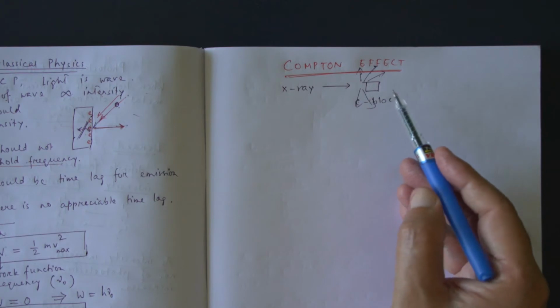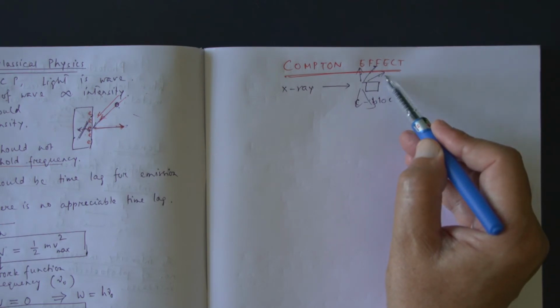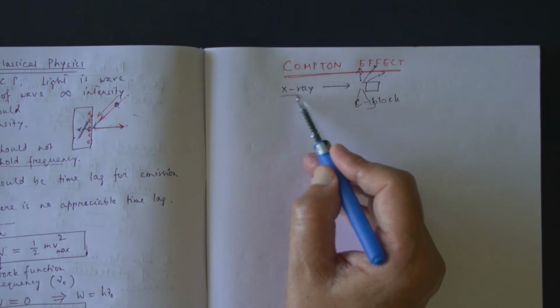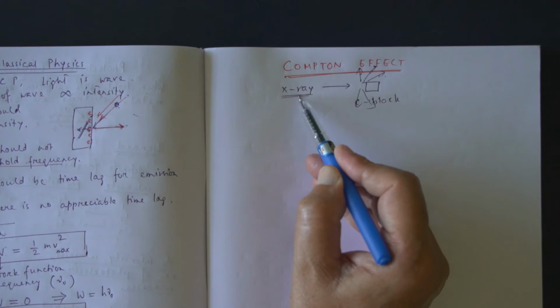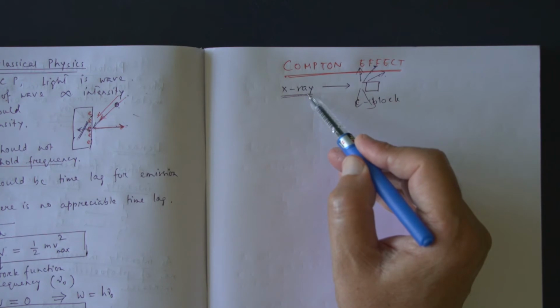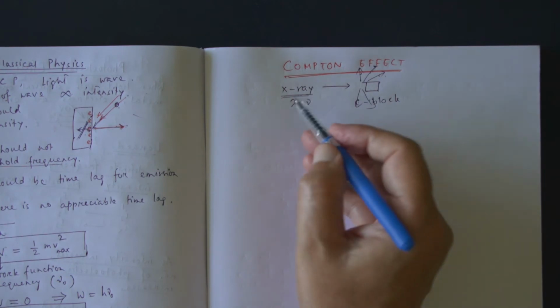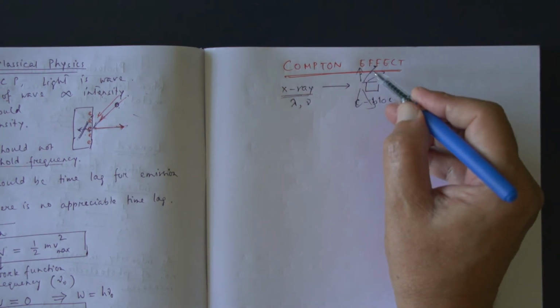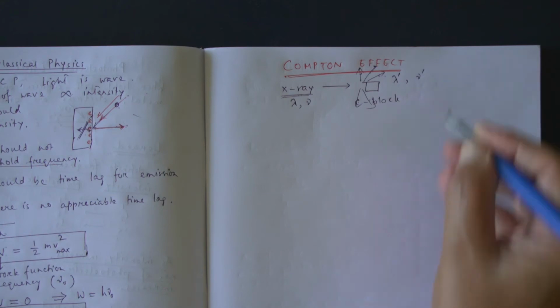Okay, and it is observed that this scattered X-ray has different wavelengths. This is a monochromatic X-ray. Monochromatic X-ray means having a definite wavelength. So suppose it has wavelength lambda and frequency nu. Now the scattered radiation has wavelength lambda dash and frequency nu dash.